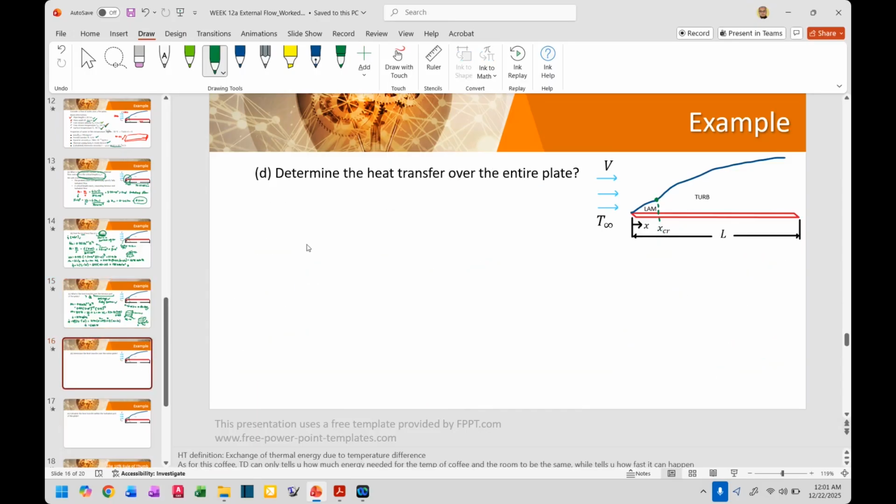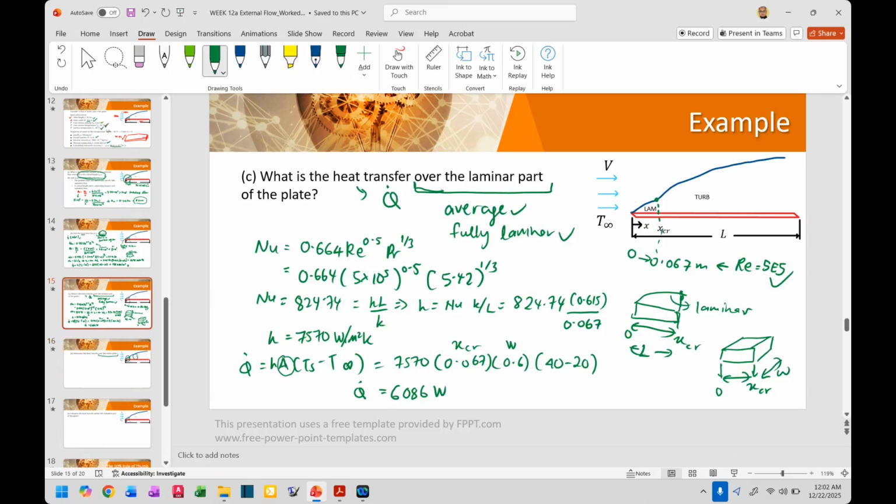Moving on to the last question. Determine the heat transfer over the entire plate. I'm sorry, this is not the last question. This is the second last question. Okay, so now the heat transfer over the entire plate, basically now your geometry is a mix of the laminar and turbulent region. So which formula you have to use? When we say over the entire plate, that consists of the laminar and the turbulent region. So it's a mixed region. The entire plate consists of a mixed laminar and turbulent flow.